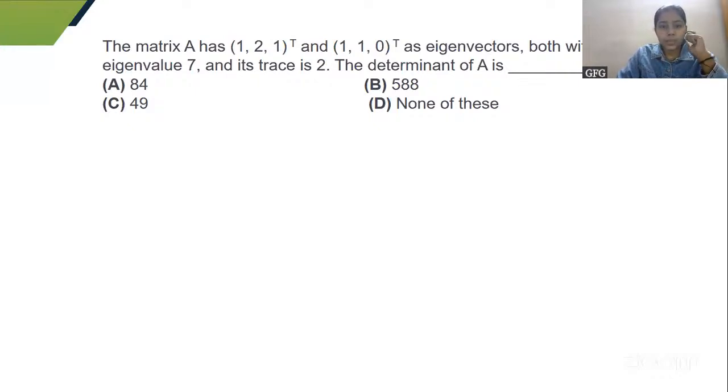This question says that we have a matrix A which has the vectors (1, 2, 1) transpose and (1, 1, 0) transpose as eigenvectors, both with eigenvalue 7, and its trace is 2. Then you have to tell what is the determinant of A. Just tell me, guys, what would be the determinant of A here? Just let me know.